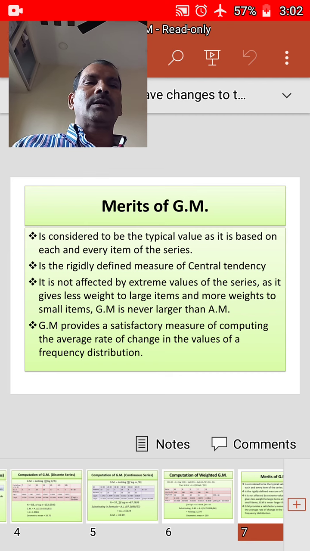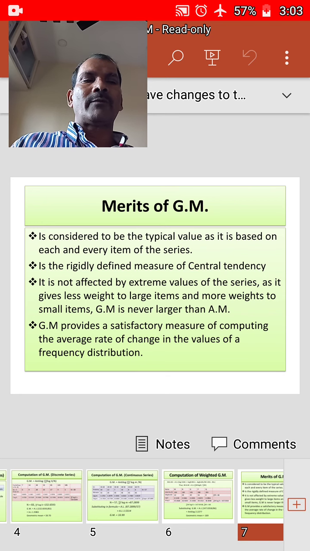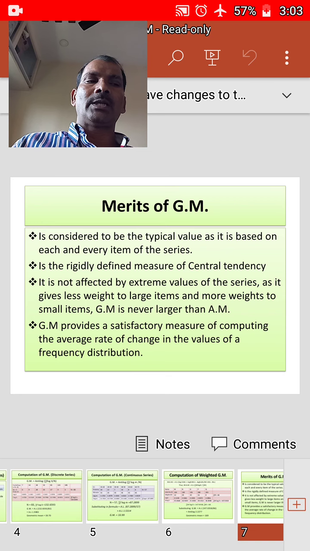Okay. Second, it is a rigidly defined measure of central tendency. And third, unlike the arithmetic mean, it is not affected by extreme items of the series, as it gives less weight to the large items and more weight to small items. This is the reason why the geometric mean of a series is never larger than the arithmetic mean, but sometimes it may be equal to the arithmetic mean.